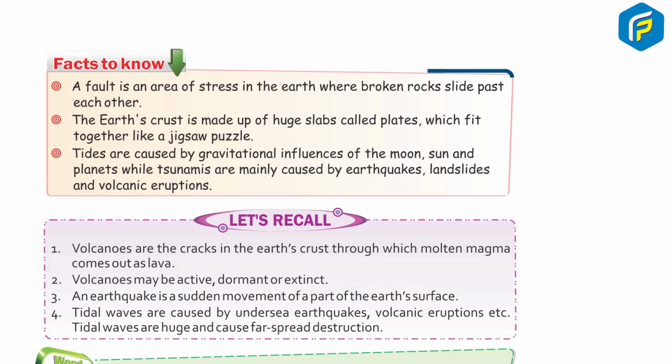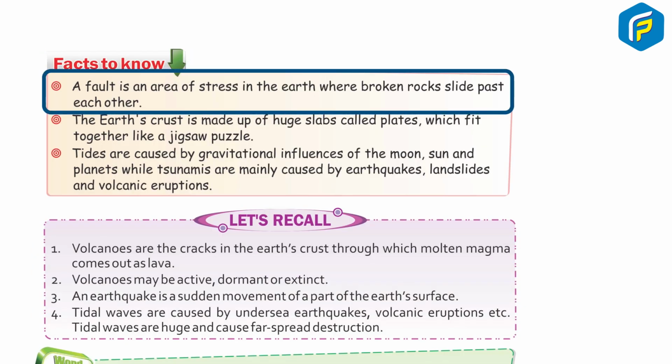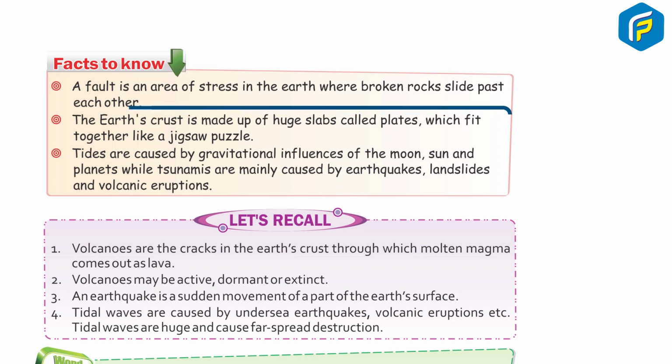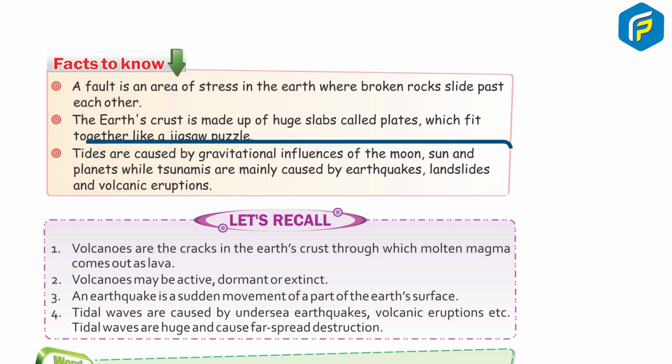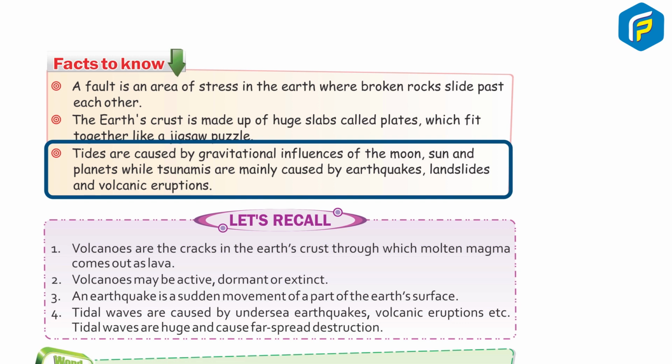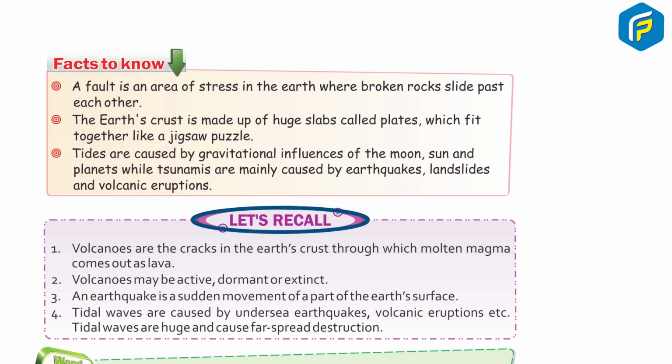Facts to know: a fault is an area of stress in the earth where broken off rocks slide past each other. The earth's crust is made up of huge slabs called plates, which fit together like a jigsaw puzzle. Tides are caused by gravitational influences of the moon, sun and planets, while tsunamis are mainly caused by earthquakes, landslides and volcanic eruptions. Let's recall.